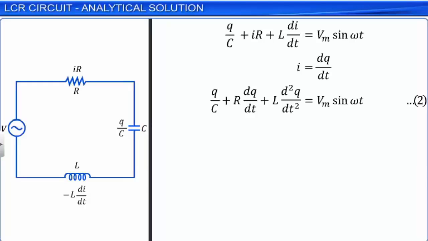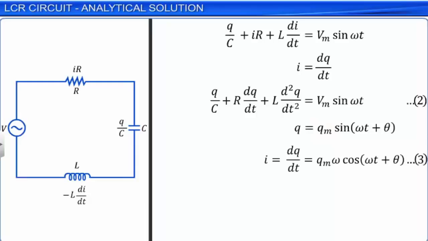Let us now assume a solution for equation 2 as Q is equal to Qm sin(ωt + θ), where Qm and θ are constants. Qm is the maximum charge on the capacitor. Then, we have I equal to dq by dt is equal to Qm ω cos(ωt + θ). Let this be equation 3. Similarly, we have d²q by dt² equal to minus Qm ω² sin(ωt + θ).